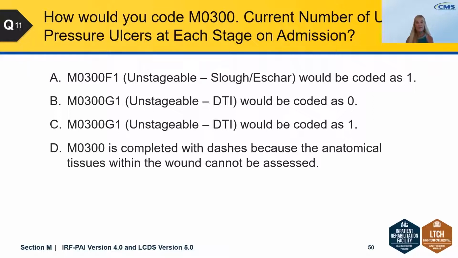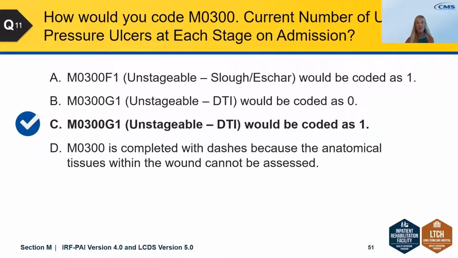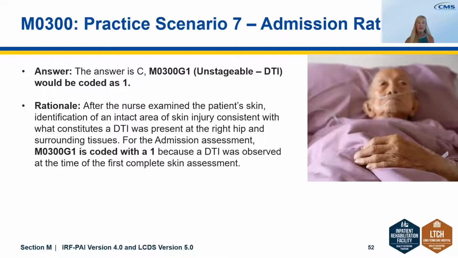All right, the majority of you, 87%, got the correct answer, which is MO300G1 unstageable due to DTI would be coded as 1. So option C. And the reason for that is that after the nurse examined the patient's skin, there was an identification of an intact area of skin injury consistent with what constitutes a DTI, and it was present at the right hip and surrounding tissues. So for the admission assessment, MO300G1 would be coded as a 1 because the DTI was observed at the time of the first complete skin assessment.